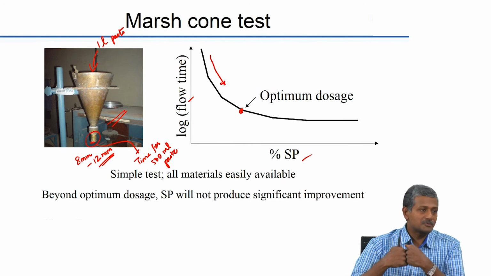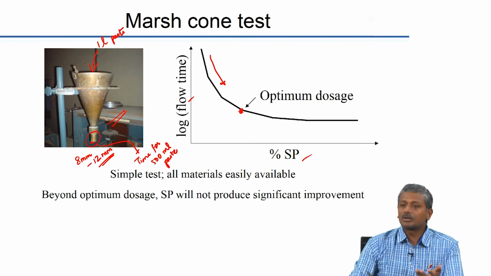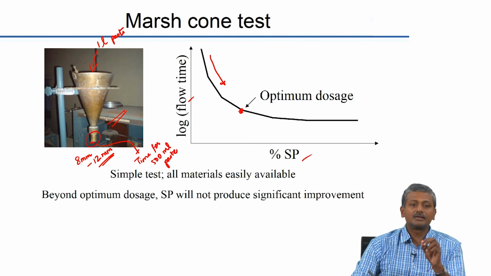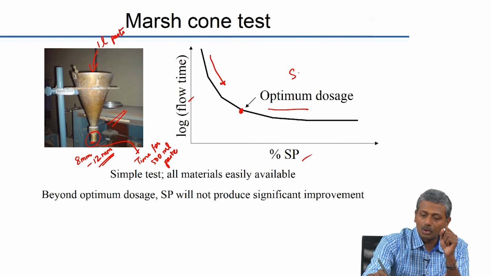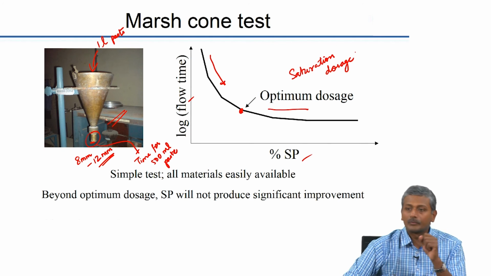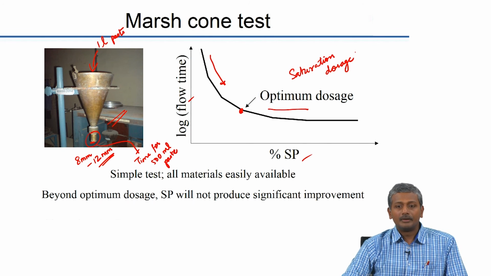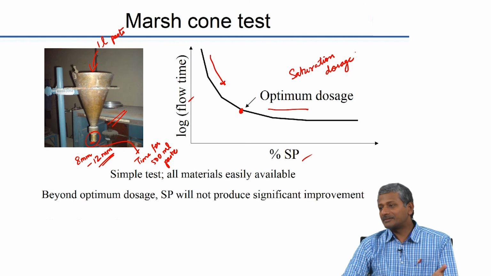So, the effectiveness of the SP beyond this dosage is not significant. As a result, the flow time does not get enhanced significantly beyond that dosage. So, that dosage is called either the optimum dosage or the saturation dosage. Okay. Now, this is a test on paste.